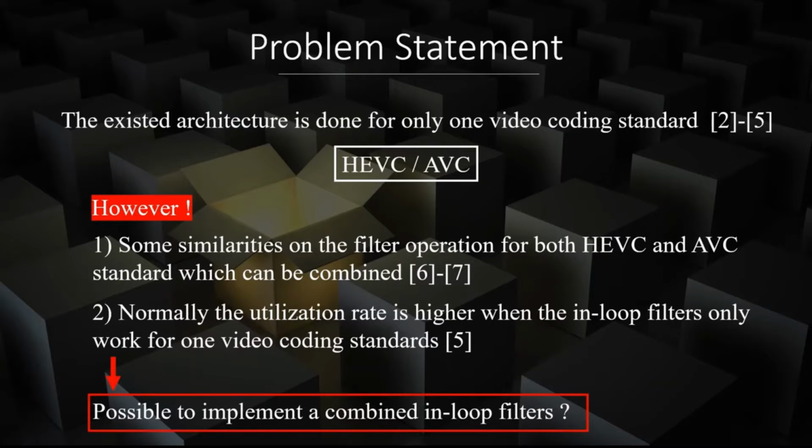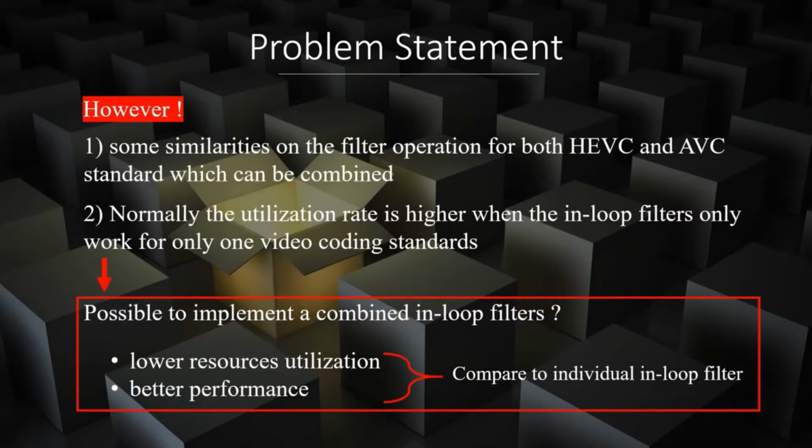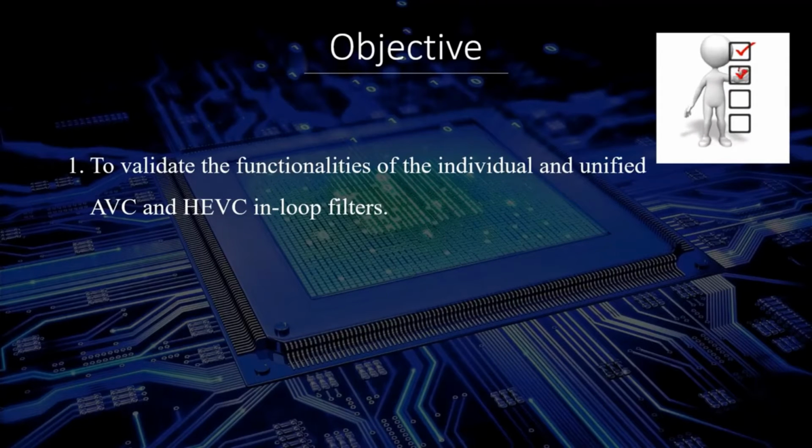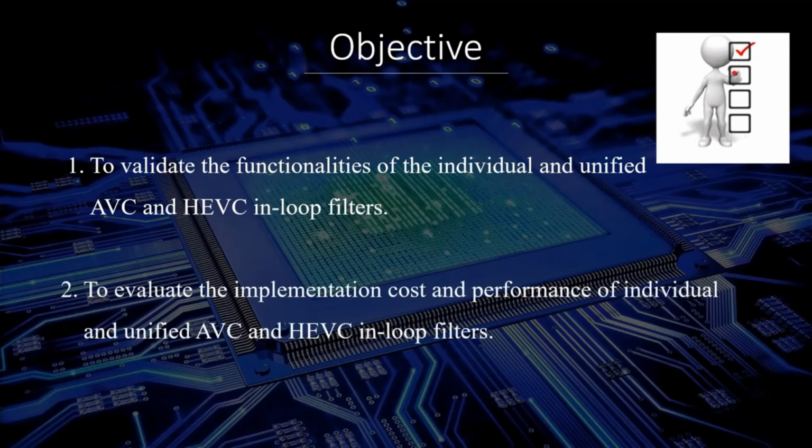So is it possible to implement a combined in-loop filter to be used for two video coding standards, with a design that has lower resource utilization rate and better performance compared to the individual in-loop filters? So my objectives are to validate the functionalities of the individual and unified AVC and HEVC in-loop filters, and to evaluate the implementation cost and performance of the individual and unified AVC and HEVC in-loop filters.